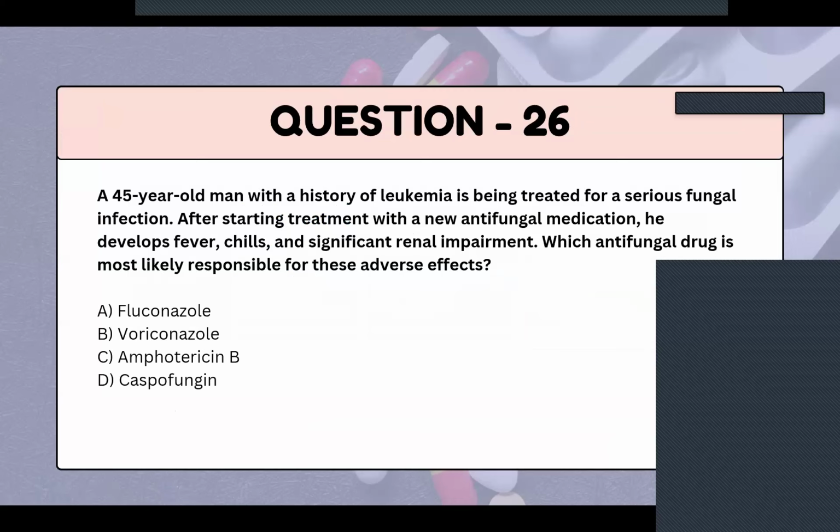A 45-year-old man with a history of leukemia is being treated for a serious fungal infection. After starting treatment with a new antifungal medication, he develops fever, chills, and renal impairment. Which antifungal drug is most likely responsible for these adverse effects? Fluconazole, voriconazole, amphotericin B, caspofungin.